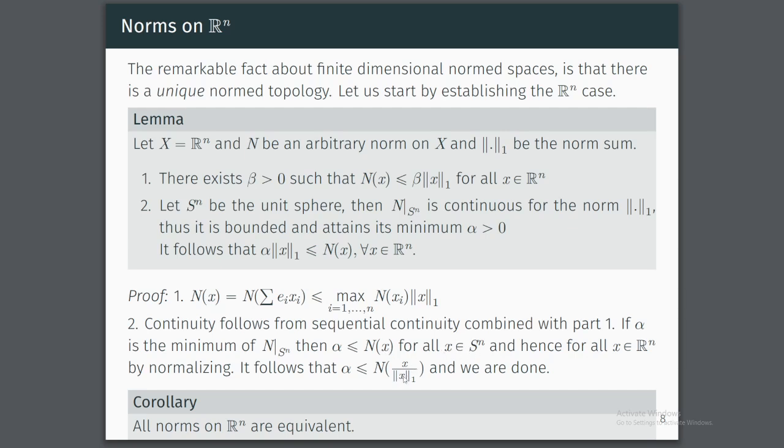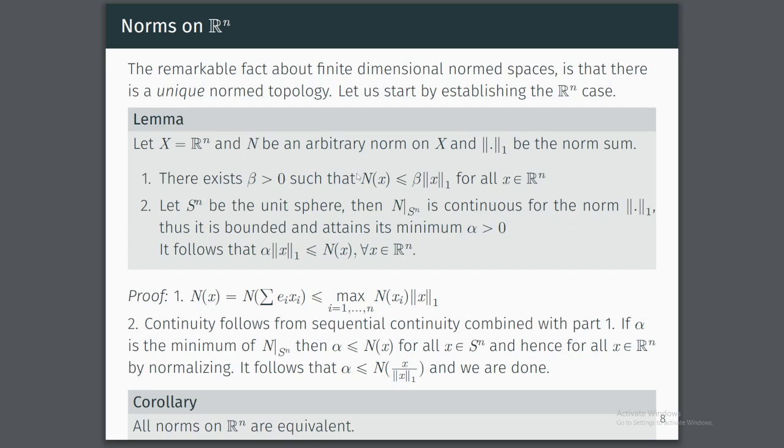Specifically, if you take x over norm x1, this is in Sn, because remember, we're working with Sn with the one norm. So if x is not in Sn, you can just take x over norm x, basically normalize it. And by this inequality, we get that the norm of x is greater than alpha times norm x1. So we got our lower bound.